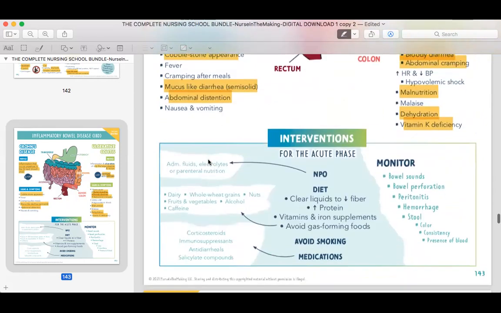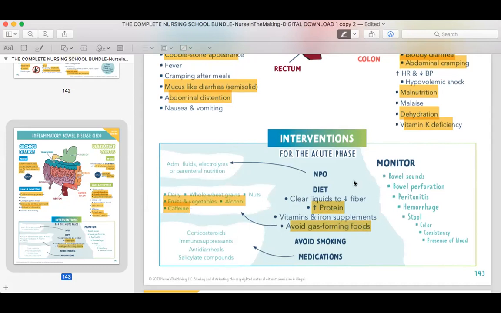Let me see what else I have in here. Interventions. So they're NPO, we want to monitor their fluids. Diet: clear fluids, decrease fiber, increase protein. Avoid gas forming foods like all these. You have to know them.